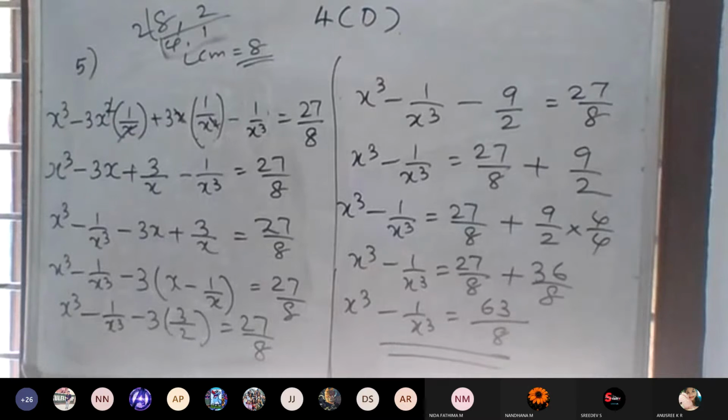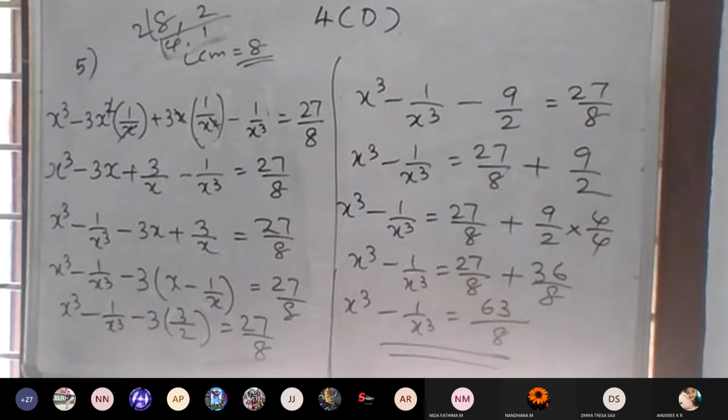If a square plus b square is equal to 34 and ab is equal to 12, find 3 into a plus b whole square plus 5 into a minus b whole square. Second one, 7 into a minus b whole square minus 2 into a plus b whole square. So a square plus b square is equal to 34 we have. The answer at the back is the same, not in mixed fraction. Okay, 63 by 8. So sixth question: a square plus b square is equal to 34, ab is equal to 12 we have.